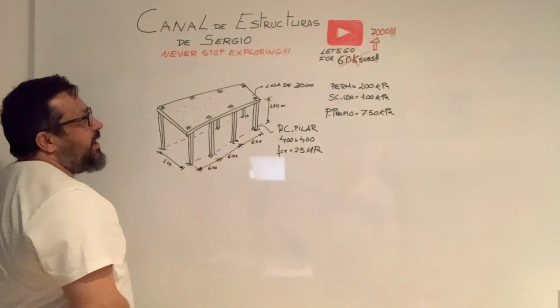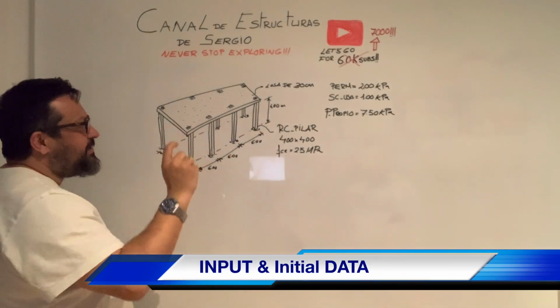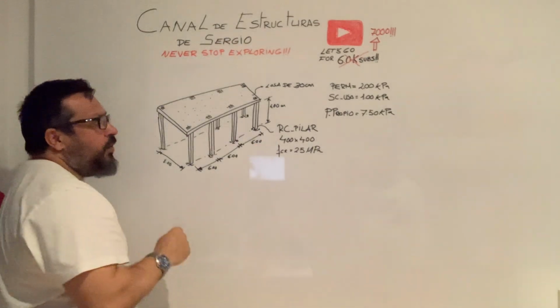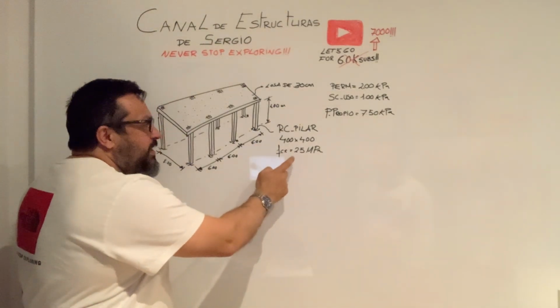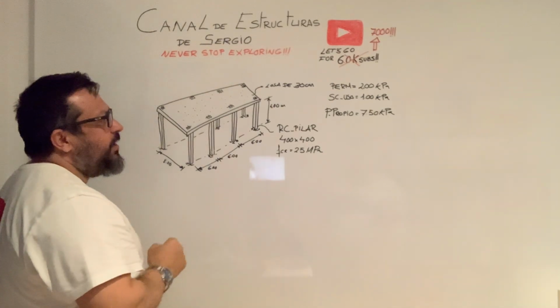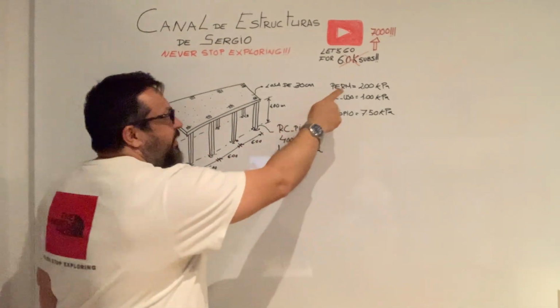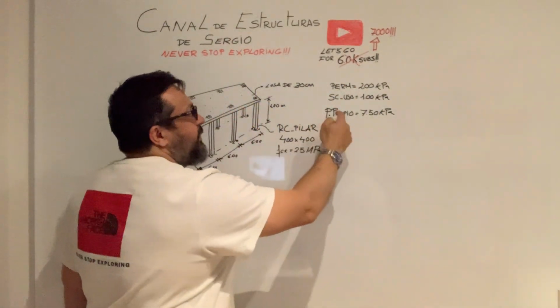We have a reinforced concrete solid flat slab of 30 centimeters thickness, supported over 8 columns whose dimensions are 400 by 400. The complete compressive strength is assumed to be 25 megapascals. And these are the loads that are estimated over the flat slab.